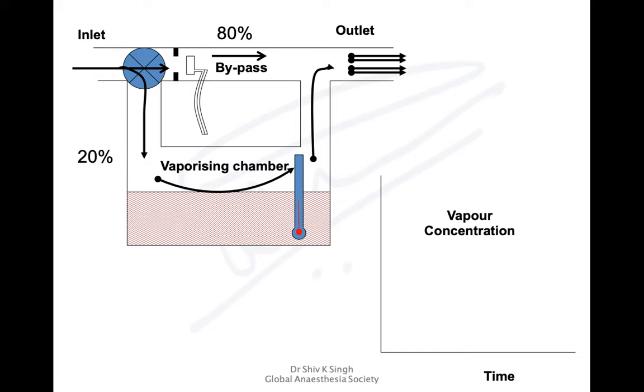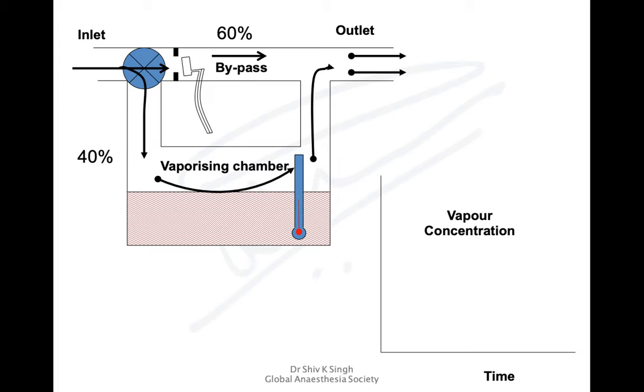So this is showing how the bimetallic strip actually works. As the temperature starts dropping with the evaporation process, the bimetallic strip will bend and it will increase the resistance. It will move and try to close that valve. So the resistance in the bypass chamber increases, and more of the fresh gases flow into the vaporizing chamber. So constant output is maintained.